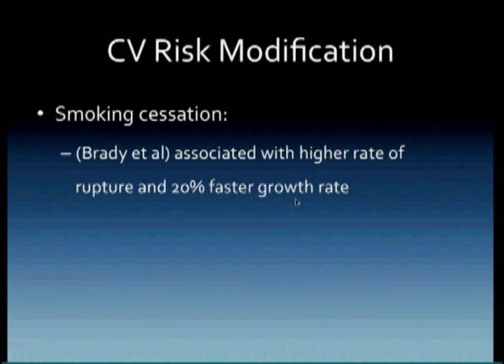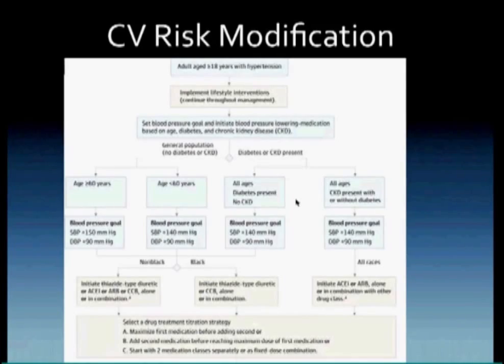So how do we do this? Smoking cessation, as Nasir talked about a little bit, is definitely key. In addition to high mortality from COPD and lung cancer, it's associated with a higher rate of rupture and 20% faster growth rate if patients with aneurysms continue smoking. A little bit about the JNC8. I'm not going to talk about it, but we had another journal club on JNC8, hypertension management, and you can review that at a later date.